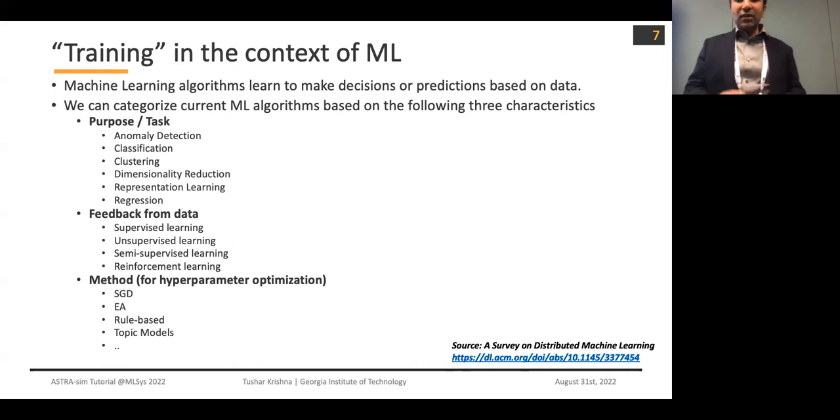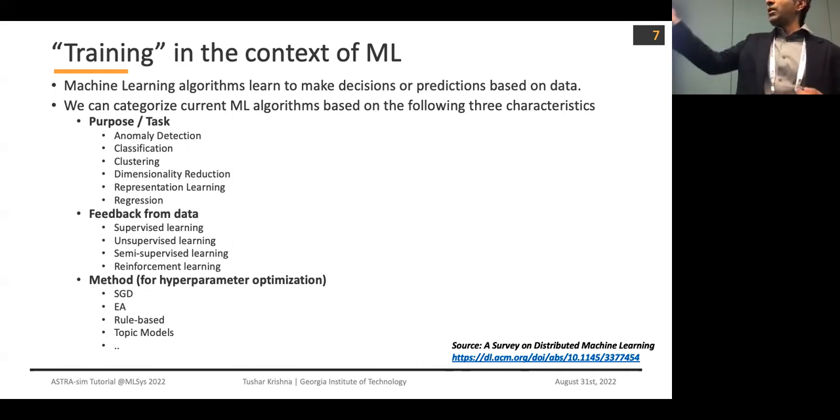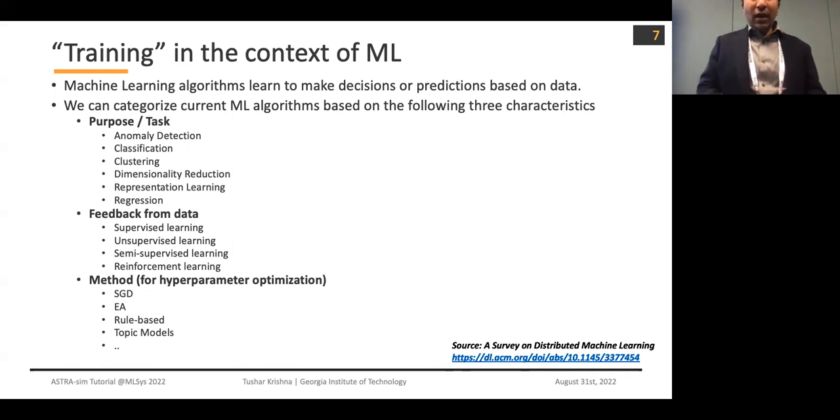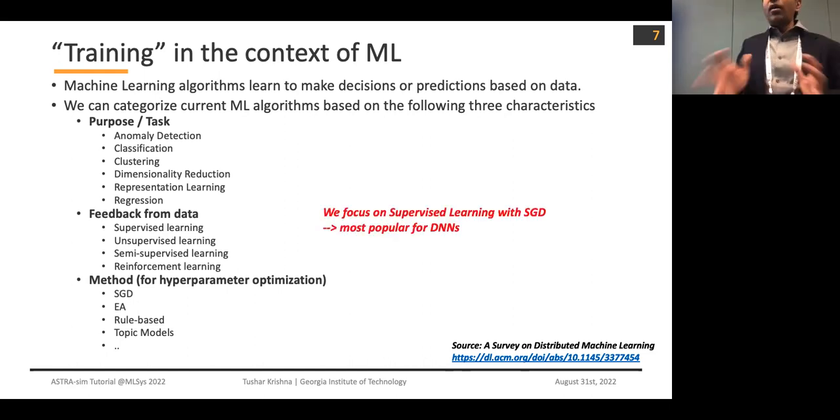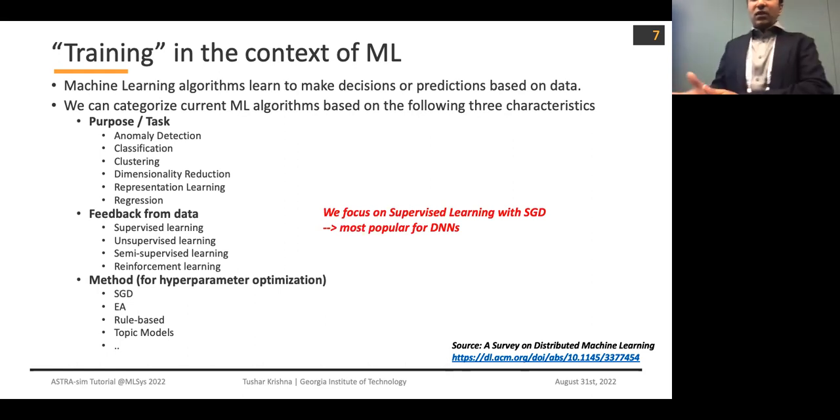That's where supervised learning comes in. Do you have unlabeled data? That's where unsupervised learning comes in. Or semi-supervised or reinforcement learning, where you're getting a reward and trying to take actions based on that. Then there's the actual method you use for the hyperparameter optimization, which could be stochastic gradient descent, evolutionary algorithms, or rule-based techniques, and so on. This is the large overview of machine learning, specifically distributed machine learning, and this resource here talks about this entire landscape. Our focus will be on supervised learning with stochastic gradient descent, given that that's the most popular for deep neural networks.